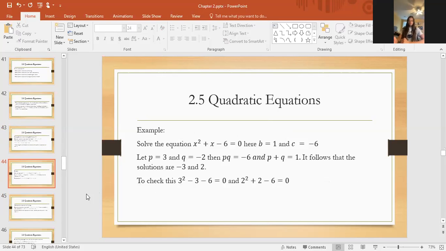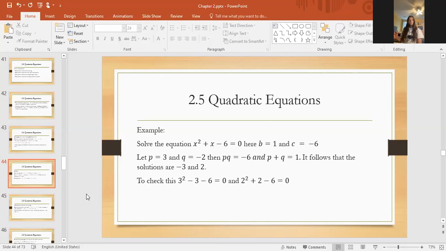This is an example. We have the equation x squared plus x minus 6 equals 0. Here b equals 1 and c equals -6. So we are going to look at two numbers that multiply to give -6. If I take minus 6 times 1, the sum will be -5. If I take 6 times -1, the sum will be 5. I will look at the possible factors of -6 that will give me a sum of 1. An example is 3 and -2. If you do 3 times -2, you get -6, and 3 plus -2 is 1.